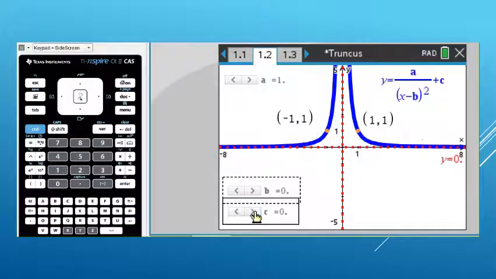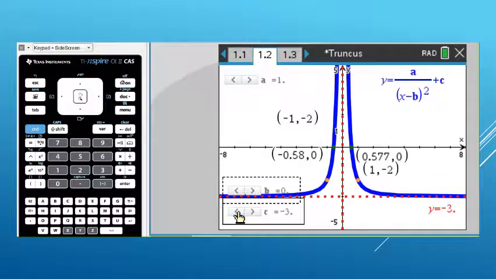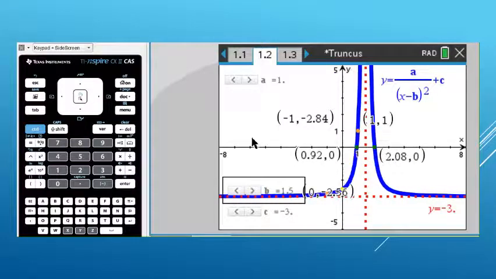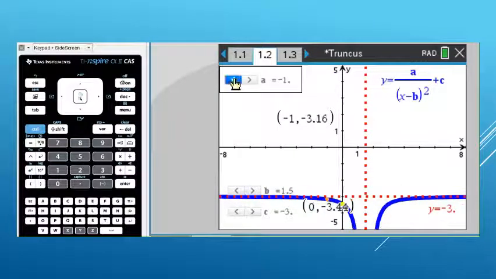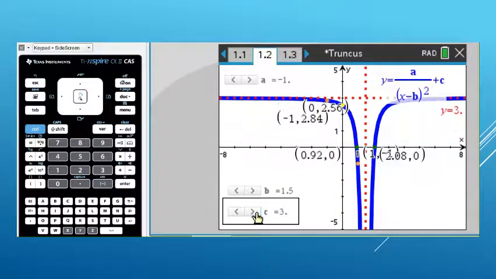If I make c -2, we just keep bringing the graph further down, and the horizontal asymptote moves down with it. Alright, so I'm going to go back to the last example we did, where we had b with a value of +2, a with a value of -1, and c with a value of +3. That was the second example in our notes, and roughly that was the graph that we drew there.